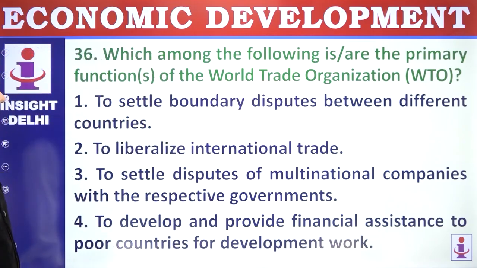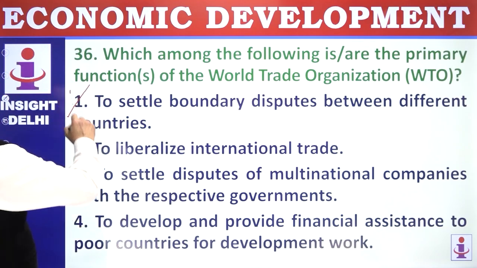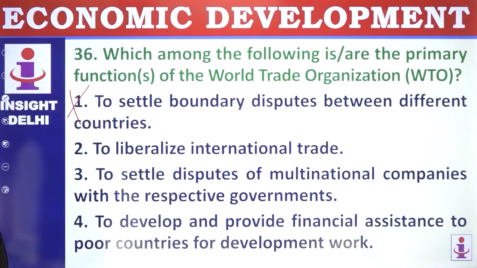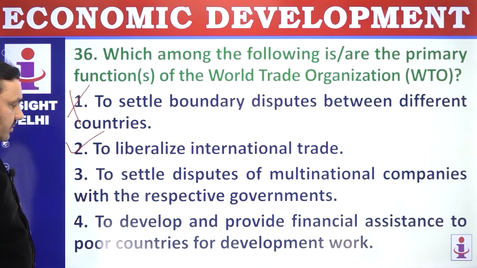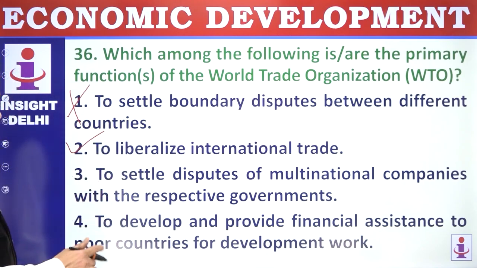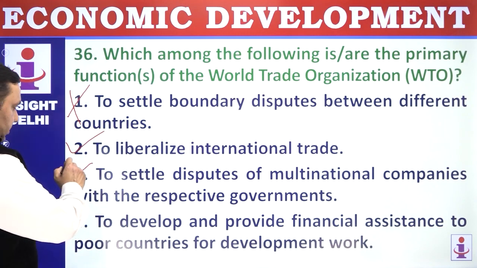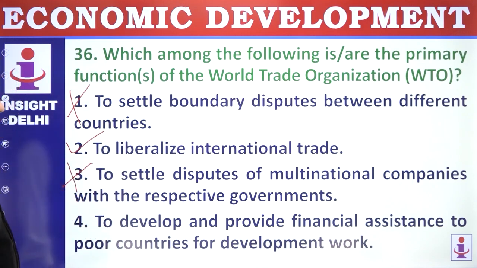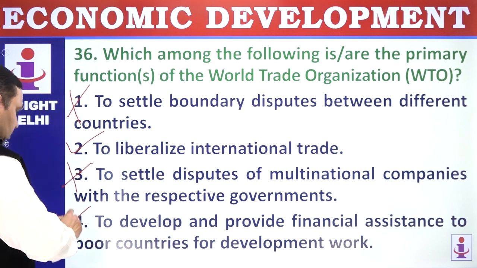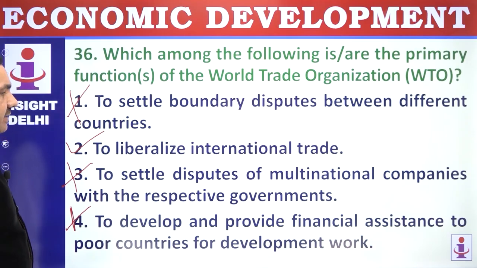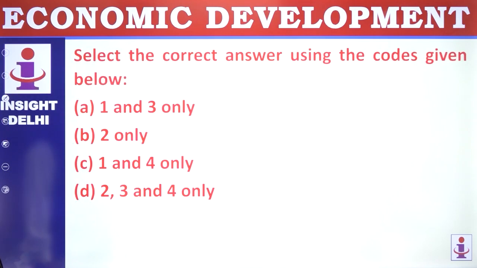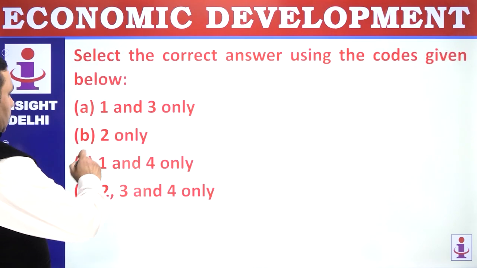To settle boundary dispute, nothing about boundaries, only economic stuff here. To liberalize international trade, of course, to facilitate movement of goods and services. To settle disputes of multinational companies with respect to governments. No, it's trade basically. To develop and provide financial assistance, not financial assistance, it is going to facilitate only movement, not assistance and all that. The World Bank or IMF will take care of that. Correct one, so only 2.